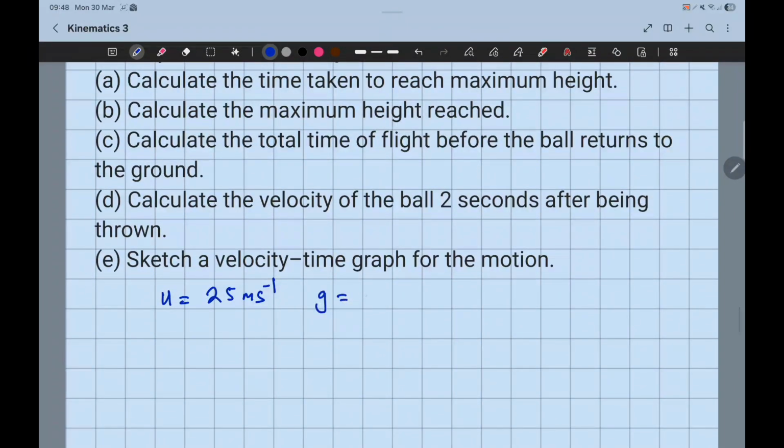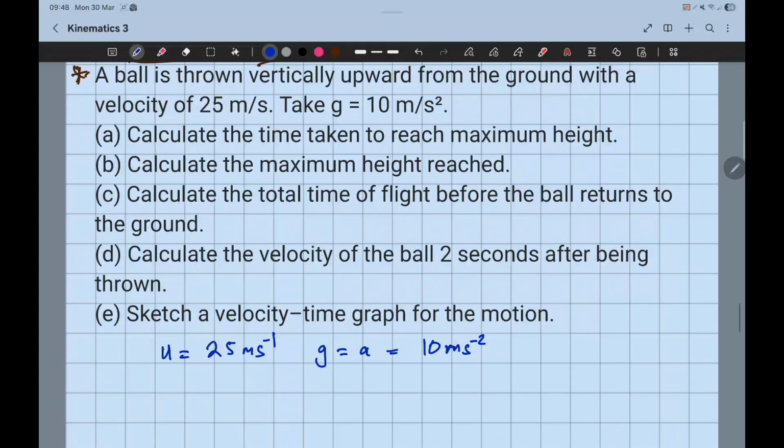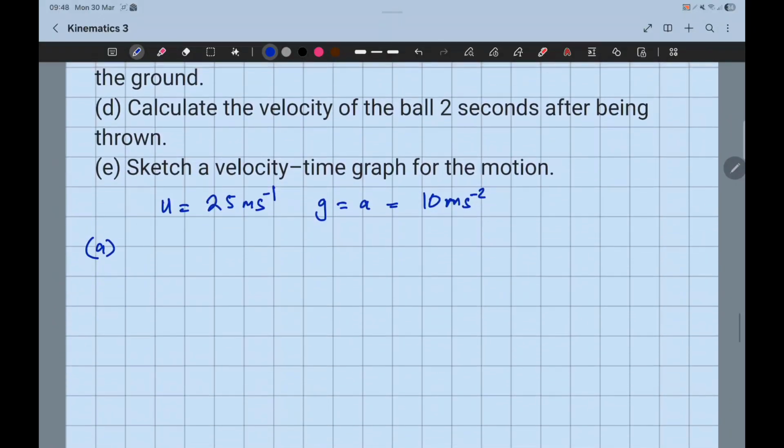So our g, which is our acceleration, is equal to 10 meters per second squared. Then mubvunzo yekutanga pana a up. A kuti calculate the time taken to reach maximum height. So the idea is kuti tisvike pa maximum height. Maximum height inoattainwa at v final, kana kuti final velocity inenge iri 0.